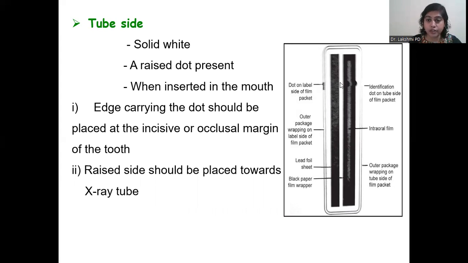Now, if you can notice in this pictorial representation, this double line is your outer plastic wrapper. Then you've got a paper wrapper, you've got a lead foil, and you can see the X-ray film itself. And you can see this dot is permeating through all its layers. So on the tube side, the dot is projected, and on the label side it is kind of depressed, right? So the raised surface is the surface that should be projected towards your tube side. So that's why it's also called your orientation dot or your occlusal dot.